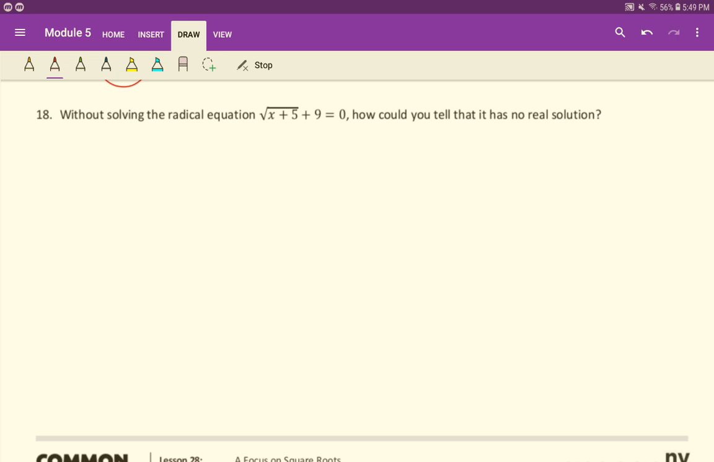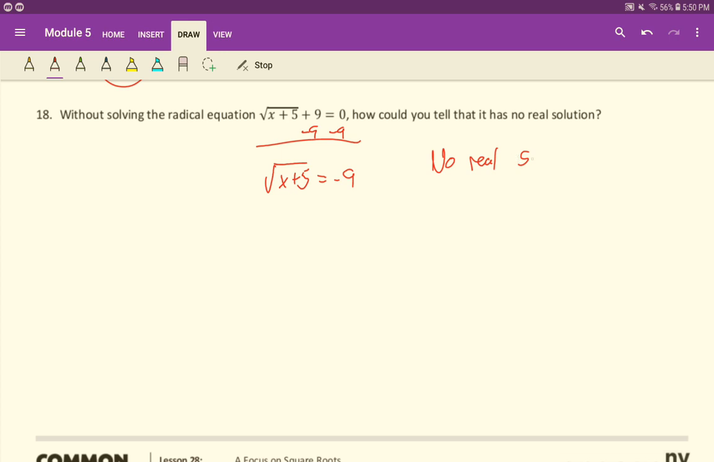So here's how we can kind of look at this, right? I know it says without solving, but I'm going to solve it just a little bit, right? If we subtract 9 on both sides here, we're going to get the square root of x plus 5 equals negative 9. Now, when you have a square root like this, we're only going to end up with positive answers. So whatever we have in here, when I square root it, the answer is going to be positive, but I'm looking for a negative 9 to be my answer. This is where we can see that there's no real solution.